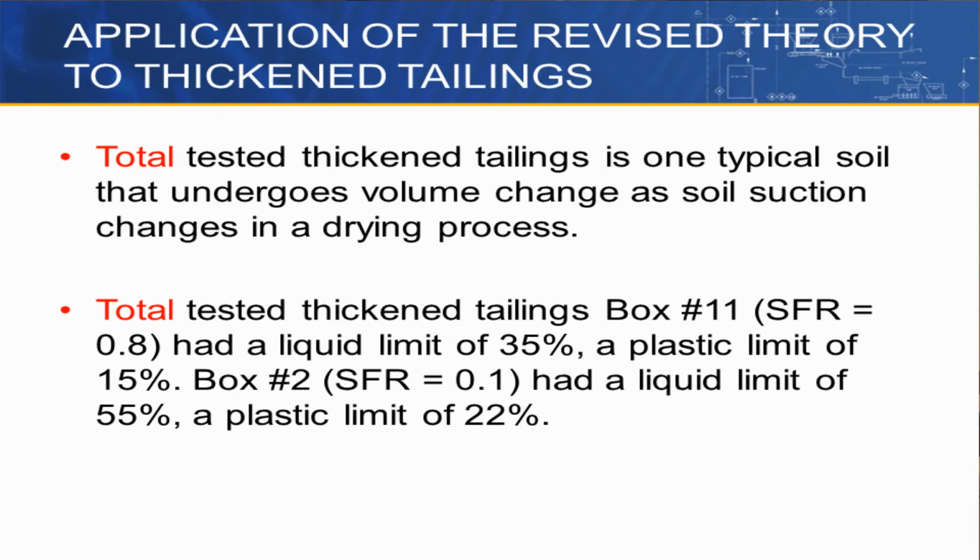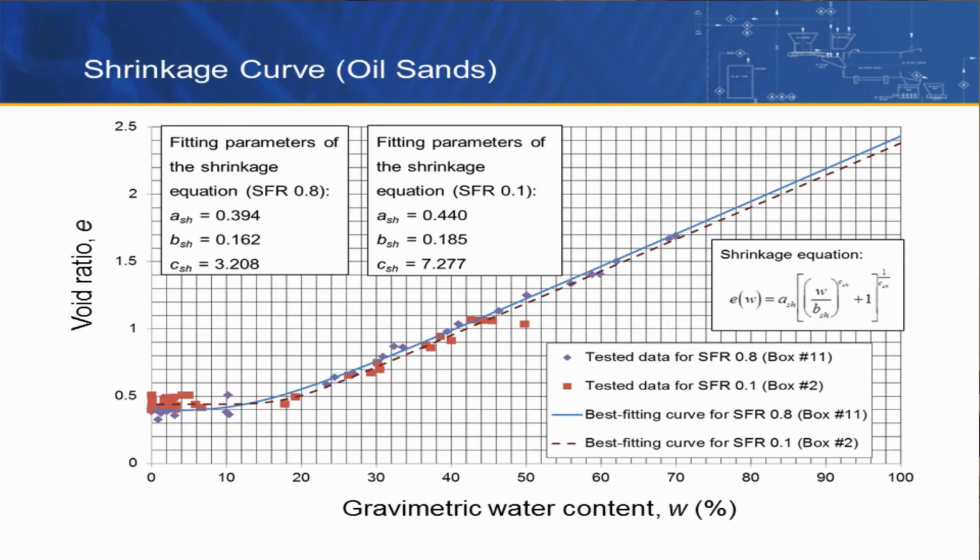Here is an application of this revised theory on tested thickened tailings. Thickened tailings are one typical soil that undergoes volume change and soil suction change in the drying process. For this tailings, I used two samples. Box 11 has a sand-fine ratio equal to 0.8, a liquid limit of 35%, and a plastic limit of 15%. Box 2 has a sand-fine ratio of 0.1, a liquid limit of 55% and a plastic limit of 22%.